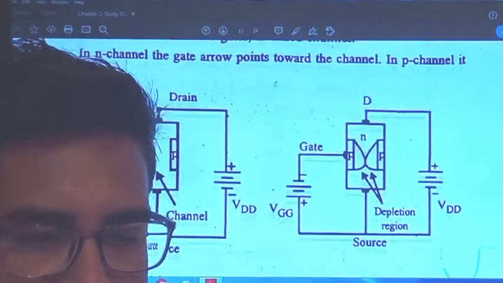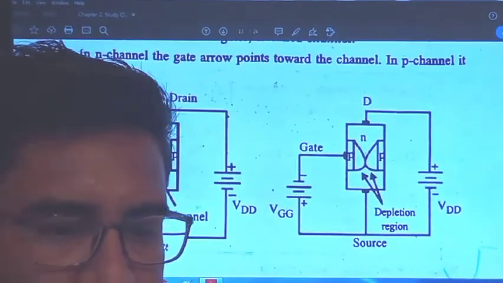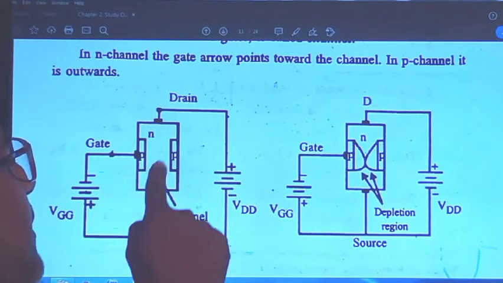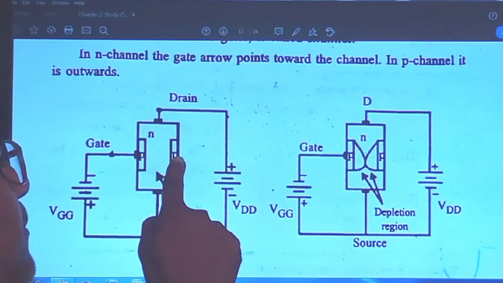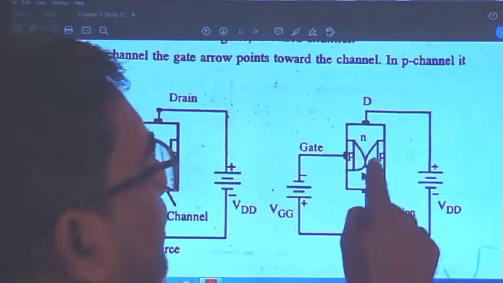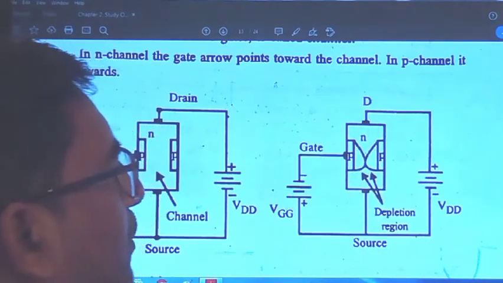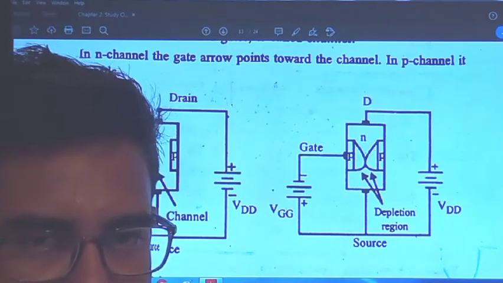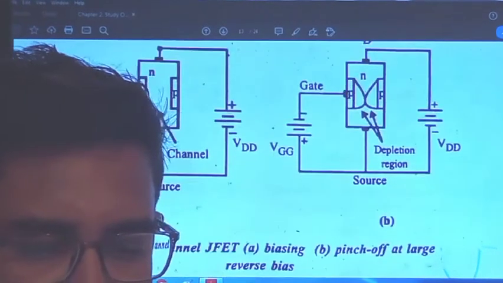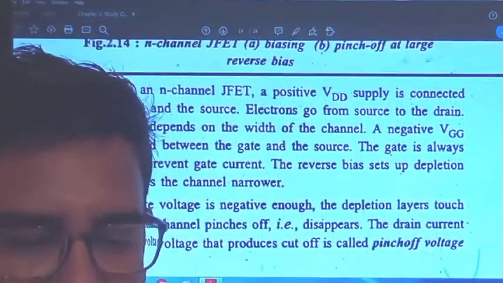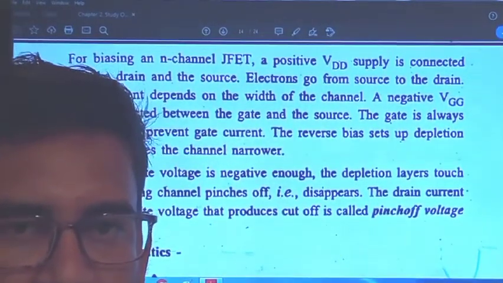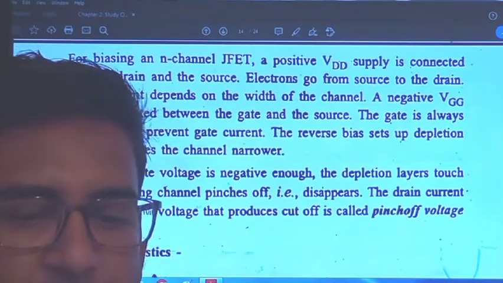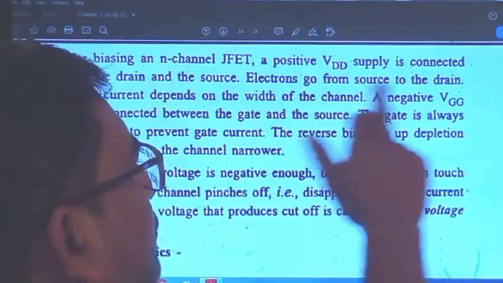The N channel gate provides the two points of the channel. Okay, here consider the source, drain and the gate. In between there is a PNP, here NPN. Okay, both the depletion region and the channel are shown with biasing and the pinch-off voltage. A positive VDD supply is connected between the drain and the source. Electrons go from the source to the drain.